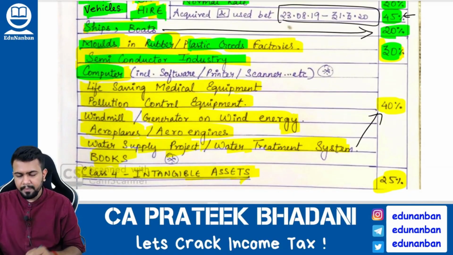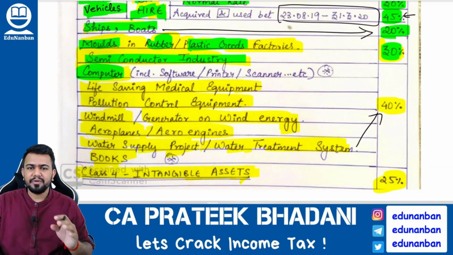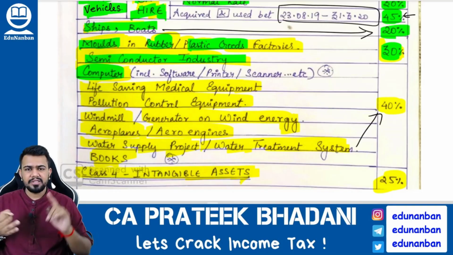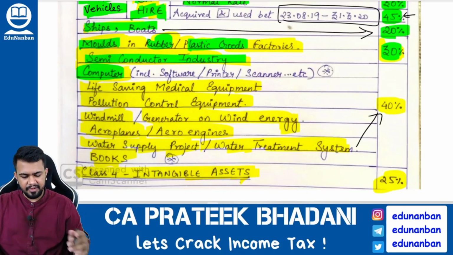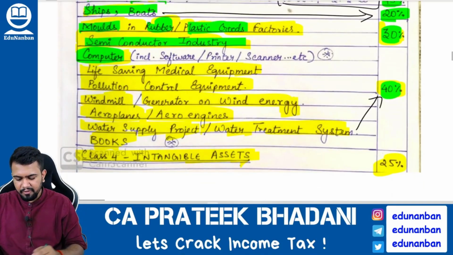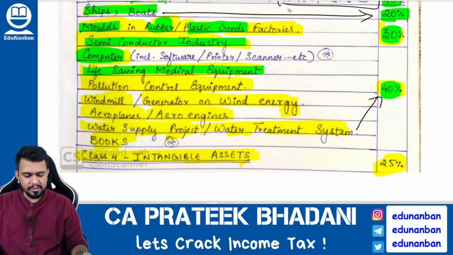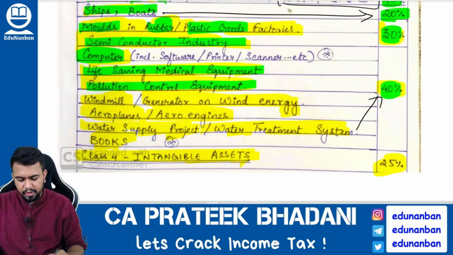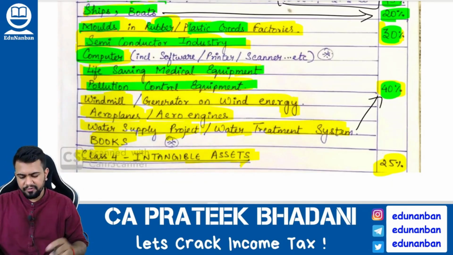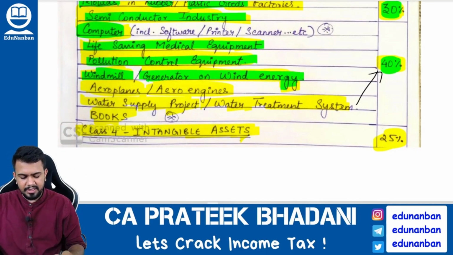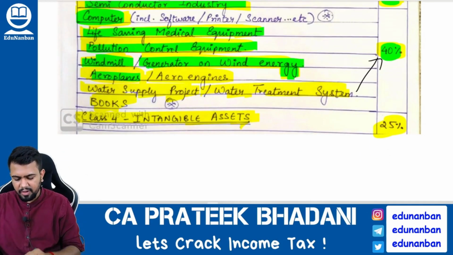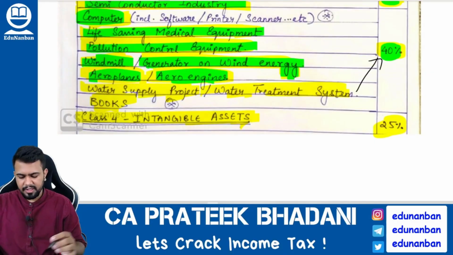For a computer, which includes scanner, software, laptop, printer, CPU, mouse, keyboard, everything included in the meaning of computer, the rate of depreciation is 40%. For life-saving medical equipment also it is 40%. For pollution control equipment it is 40%. For windmill or generator on wind energy it is 40%. For aeroplane or aero engine also it is 40%.